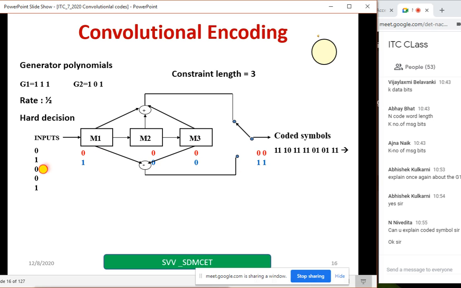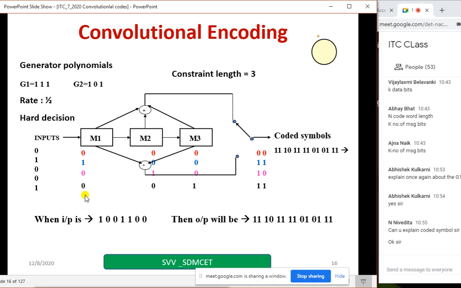Next again I am putting a 0. Again shift right. What you will get is 0 1 0. Output will become 1 0. Next one more shift 0. Therefore these 0 1 will come here. Again mod 2 adder, 1 1 I will get. Last 1 I will put. So for 1 0 0 1 1 0 0, this is the output I am going to get.